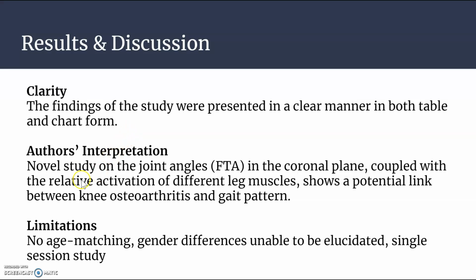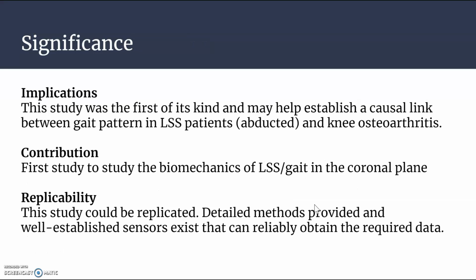The authors' interpretation was that this was a novel study on joint angles in the coronal plane, coupled with the relative activation of different leg muscles, and it helps show a potential link between knee osteoarthritis and gait pattern. Some limitations of this study were that there was no age matching, gender differences were unable to be elucidated, and this was a single session study. So a longer term study would likely be required to better establish the causal link between a significantly different femorotibial angle and knee osteoarthritis in LSS patients, for example.